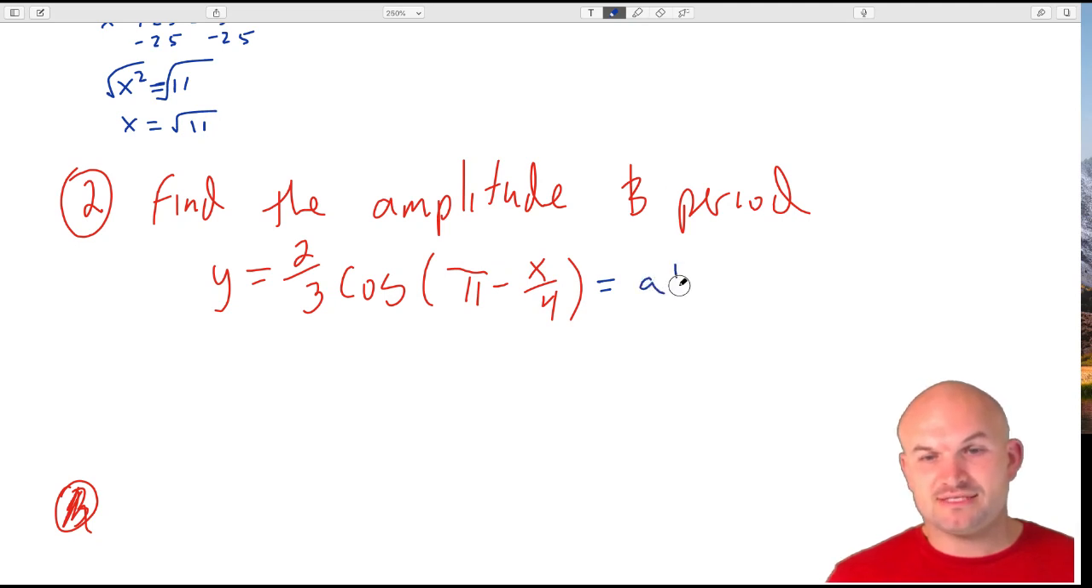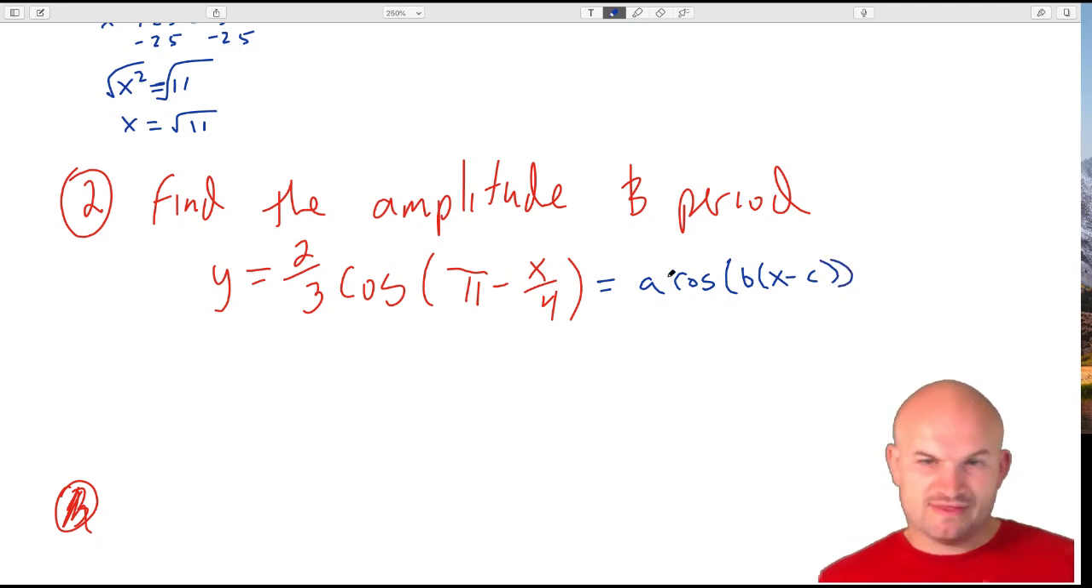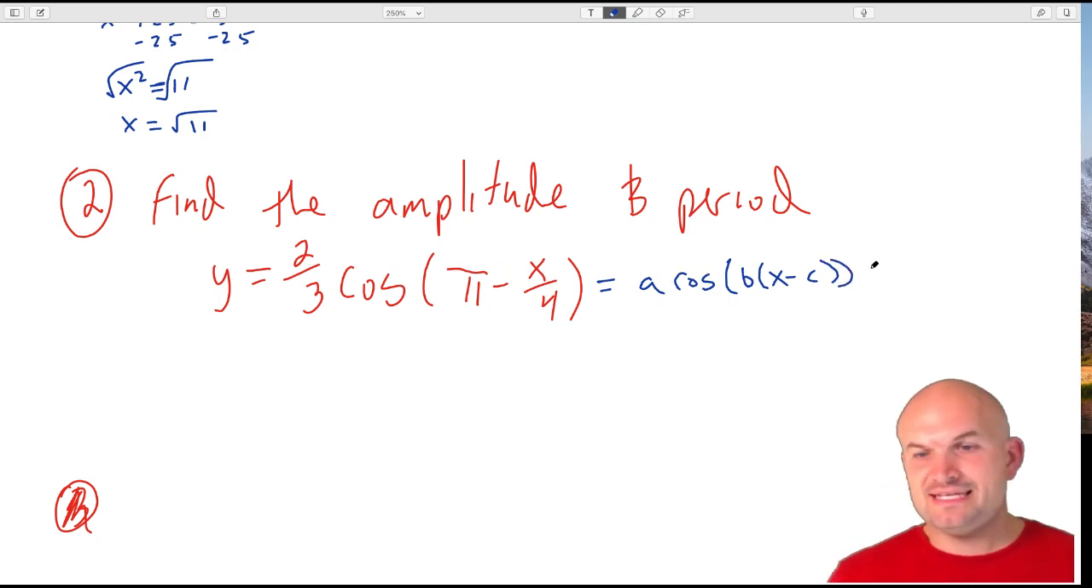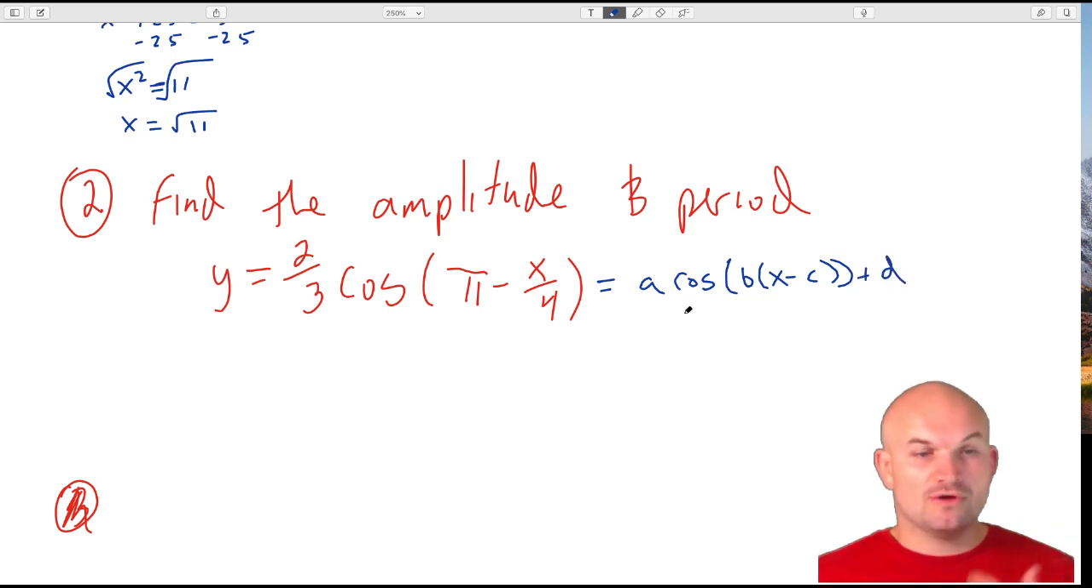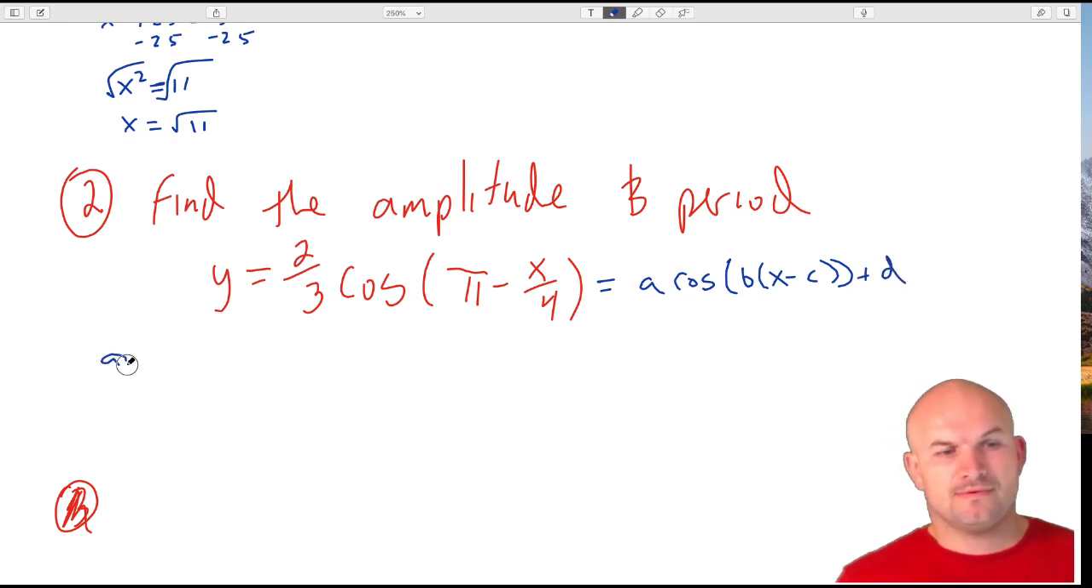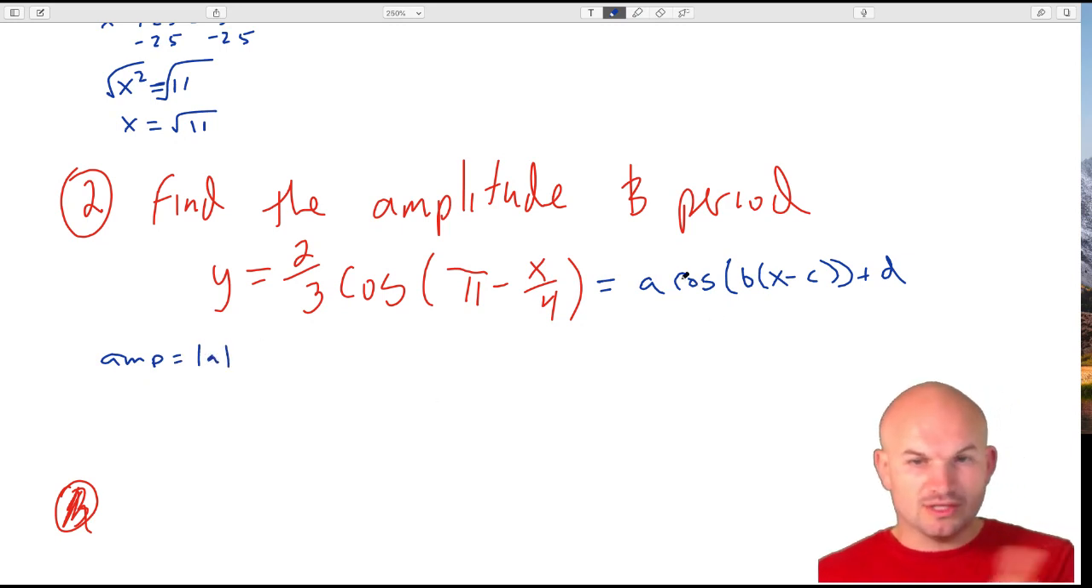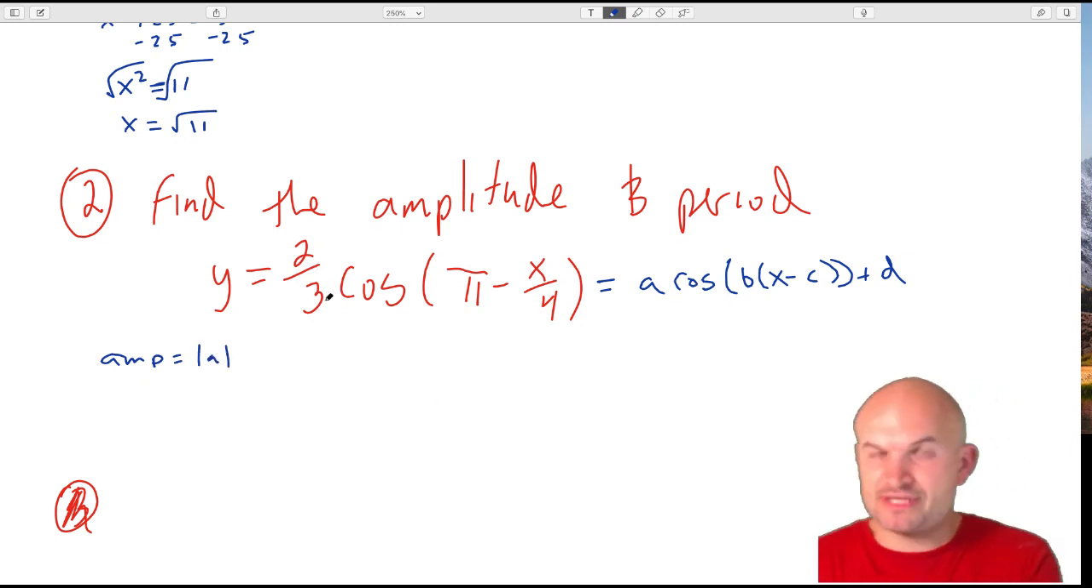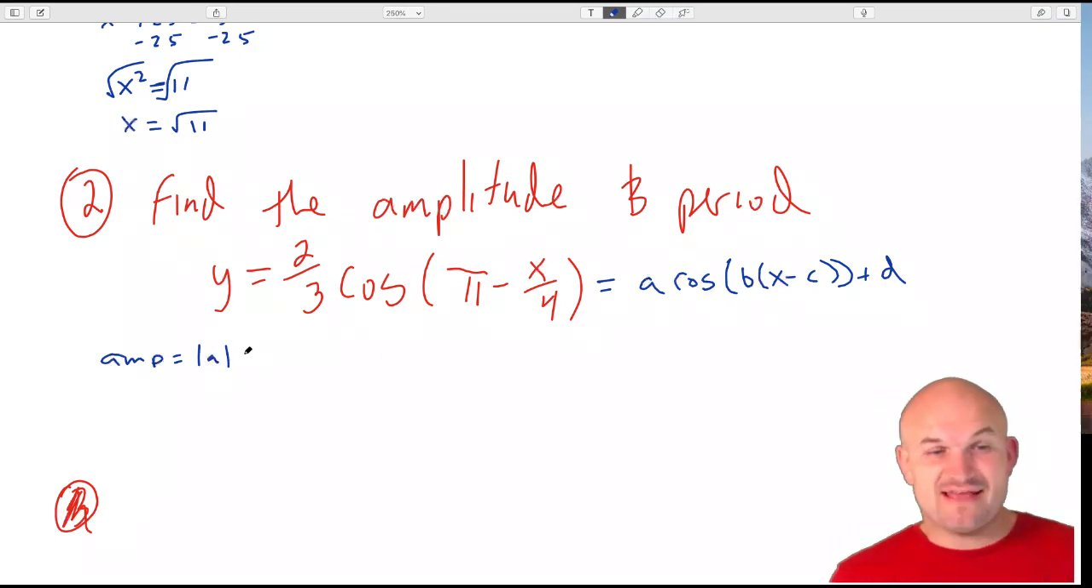And this is something that we've been working on in our class as far as transformations of functions. And one of the big reasons why we do that is so students can figure out what all of these values are, the A, the B, the C, and the D. All right, so the amplitude is equal to the absolute value of A. Well, A here is what you're multiplying outside by the cosine. So amplitude actually is not that difficult in this example. It's just going to be the absolute value of 2/3, which is 2/3.